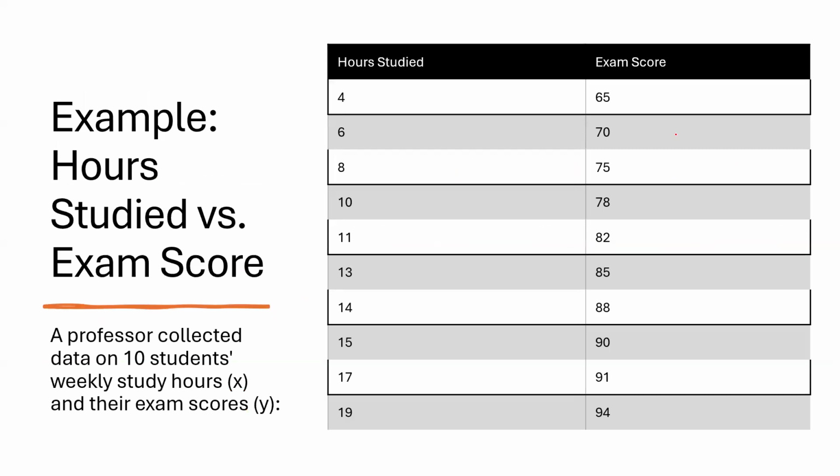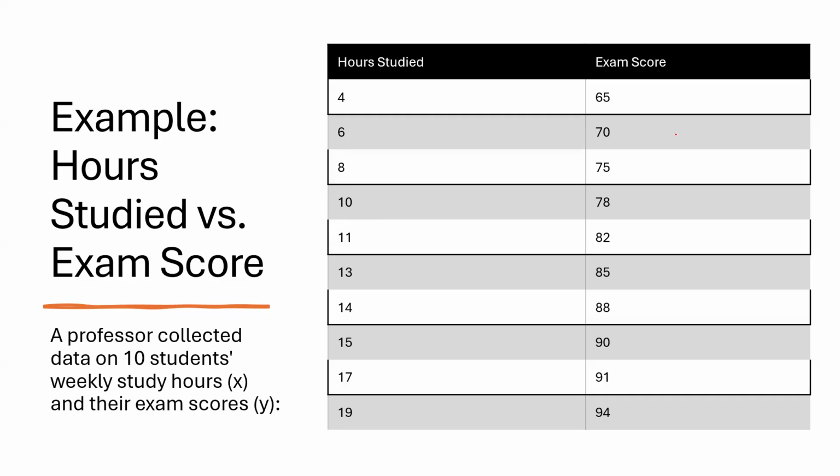Let's look at an example involving 10 students. Each student reports how many hours they studied in a week and what score they received on a major exam. When we plot these as a scatter plot with hours on the x-axis and score on the y-axis, we start to see a pattern.